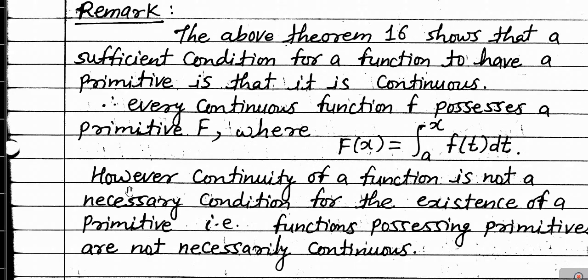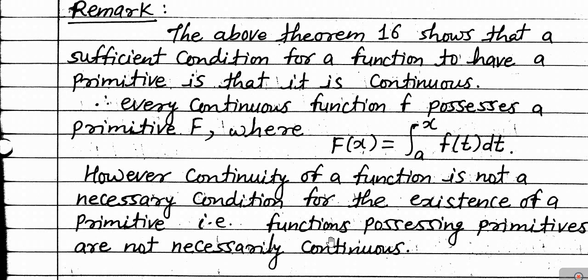However, continuity of a function is not a necessary condition for the existence of a primitive. What does this mean? This means that continuity of a function is only a sufficient condition for a function to have a primitive, but it is not a necessary condition for the existence of the primitive, which means that functions possessing primitives are not necessarily continuous. There are some functions which have a primitive but are not continuous. Such is the remark based on this.